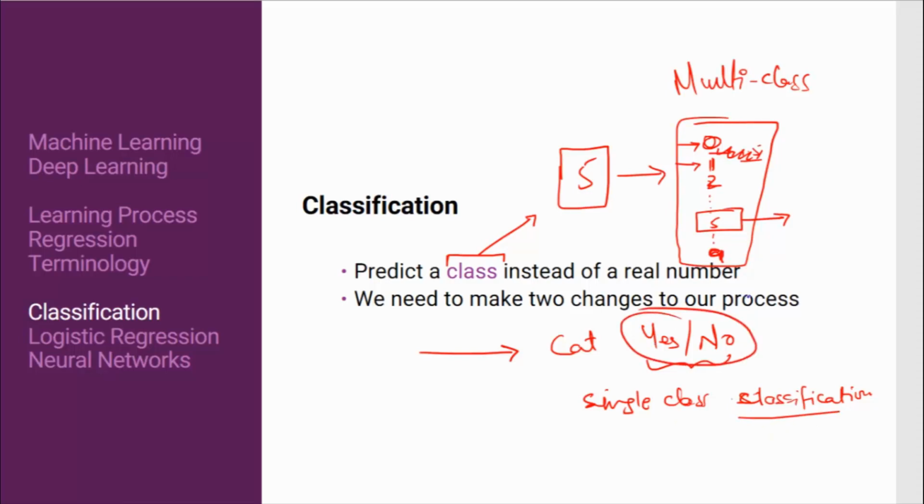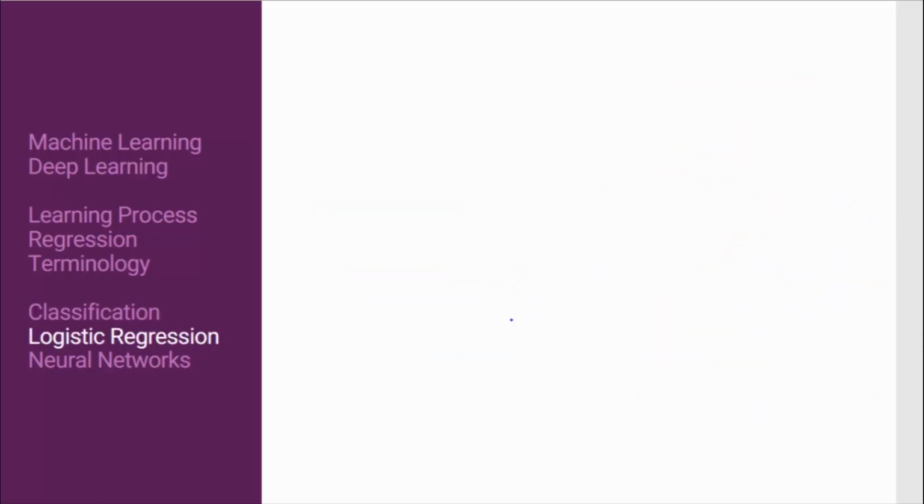So we need to make two changes to our process of regression. Right? So remember last time we did regression and we predicted real values. Right? So for instance, the price of the house, it could have been 29.69. That would have made sense, but in classification this is not going to make sense. So we need to make two changes to our processes.